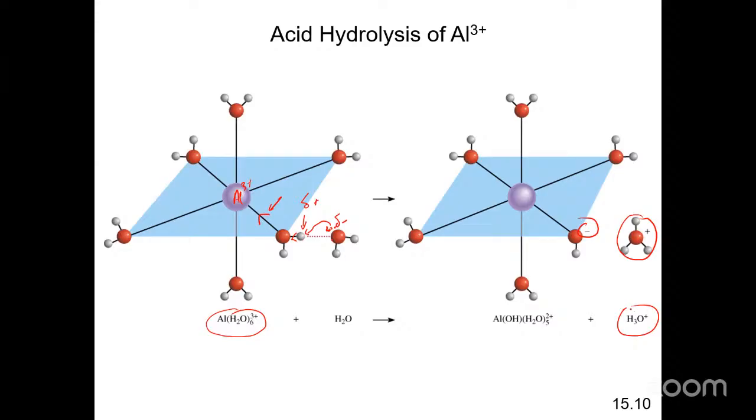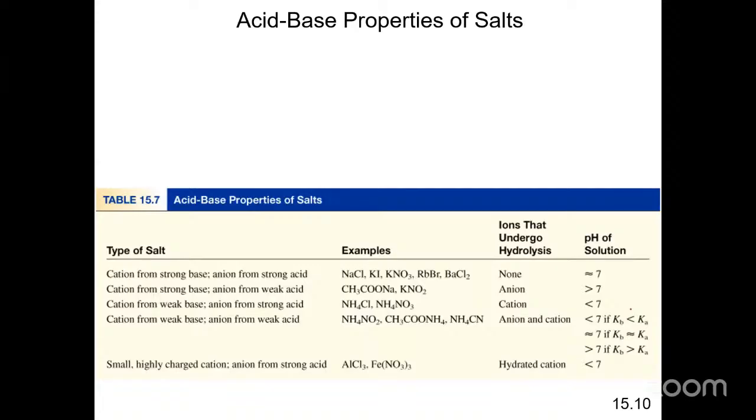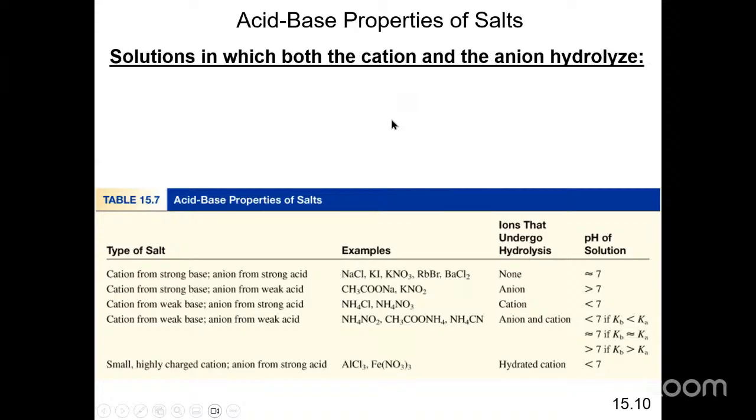Okay, so just to summarize what we just discussed in terms of the acid-base properties of salts, if you have a cation from a strong base in the salt and then an anion from a strong acid, such as these examples right here, there will be no reaction between the ions and water, so therefore the solution will be approximately neutral. It might differ a bit from 7.